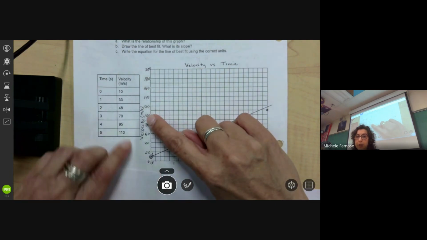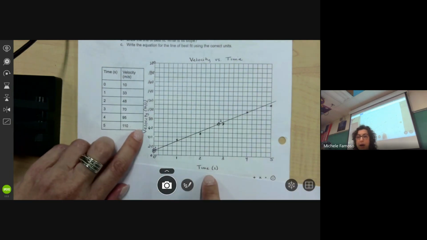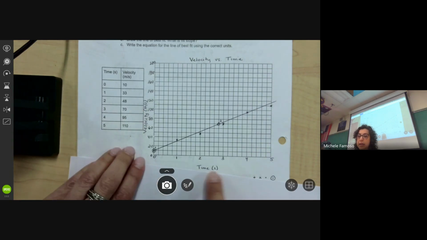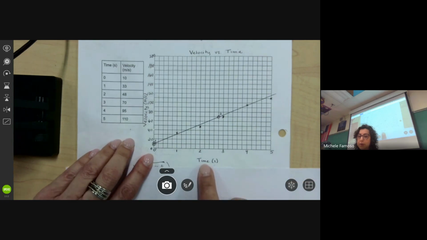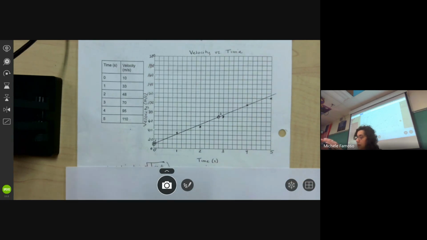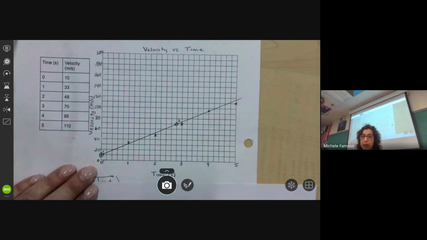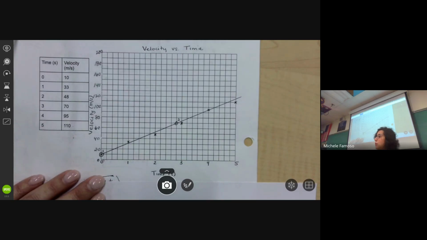Now you have to label each axis with the variable. The y-axis should have been labeled velocity in m/s. The x-axis should have been labeled time in s. Let me see if I can zoom in at least a little bit. It's a little bit better. Now you got to check for scaling. And remember, you want to spread it out as much as you can.